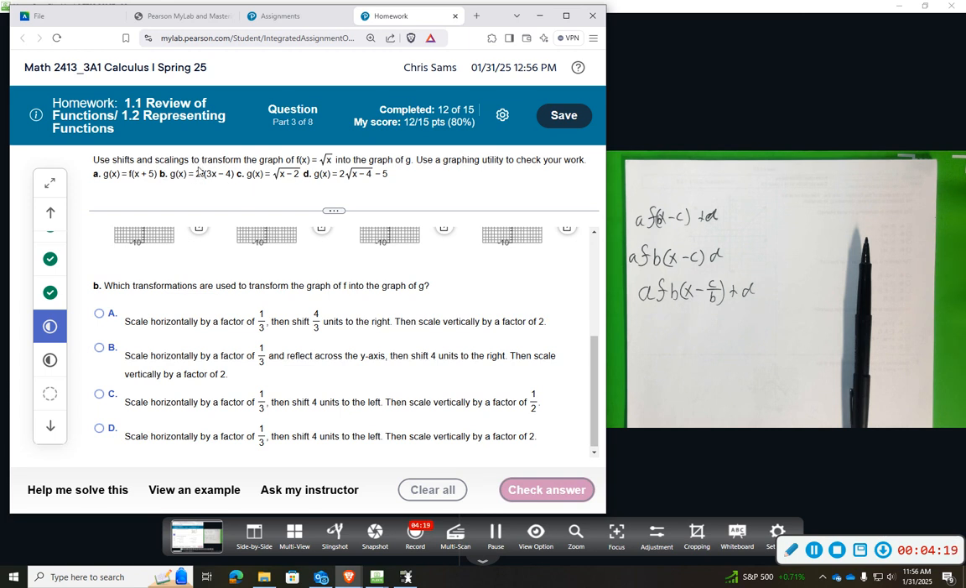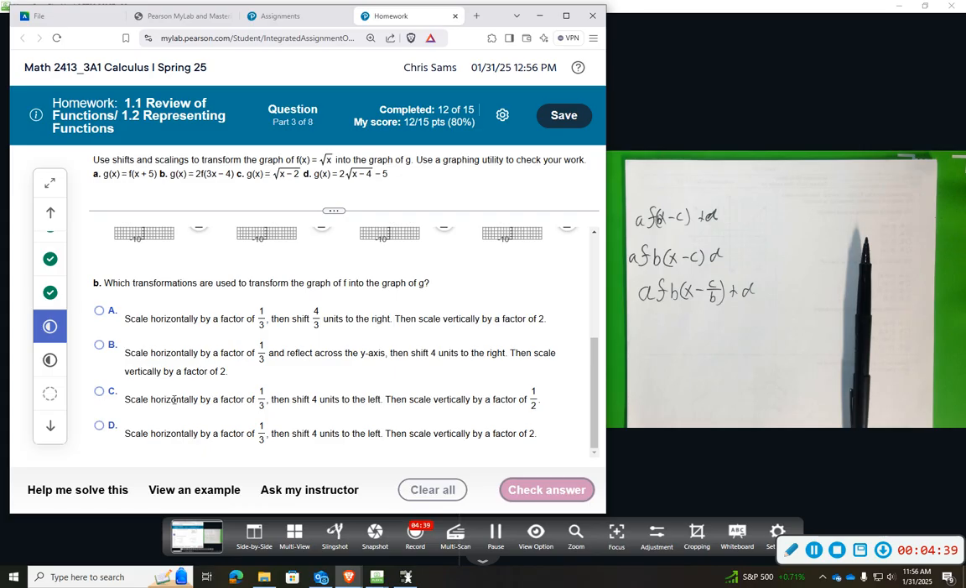So this function is going to be horizontally compressed by a factor of 1/3, then shifted to the right 4/3 units, and then vertically stretched by 2. So we want to pick out that. We're going to do a horizontal factor by 1/3. Most of them say that. These ones say shift left 4, so those are going to be out. We're going to shift 4/3 to the right, so that's going to be correct, and then a scale factor 2.